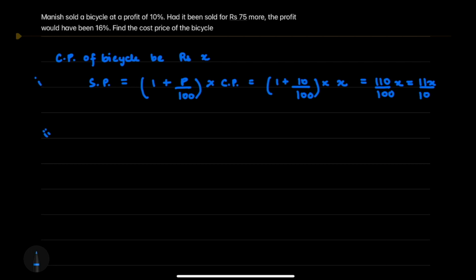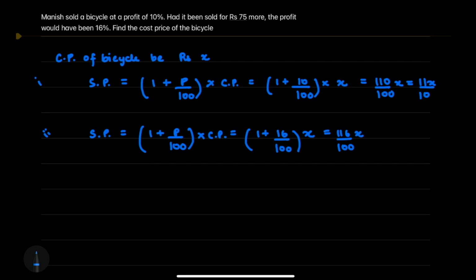Let's go to scenario 2. So that selling price can again be calculated through the 1 plus profit percentage formula. And this comes out to be 1 plus 16 by 100 into x. That comes out to be 116 by 100 x. So this is the SP for scenario 1, and this is the SP, or selling price, for scenario 2. In both cases, we've used the profit percentage.